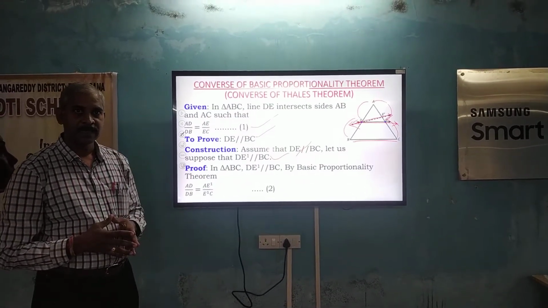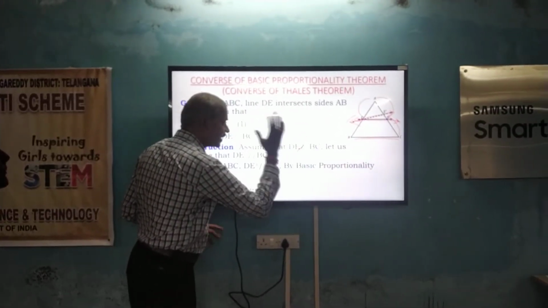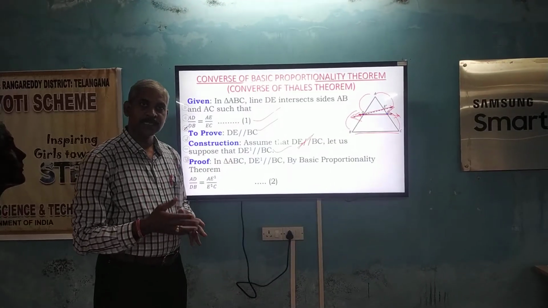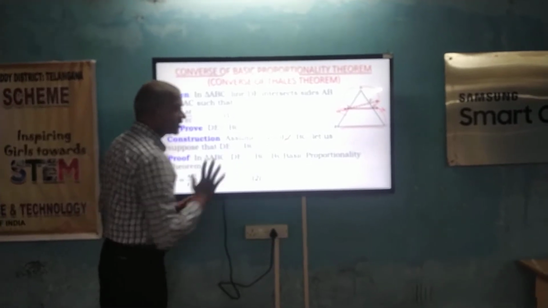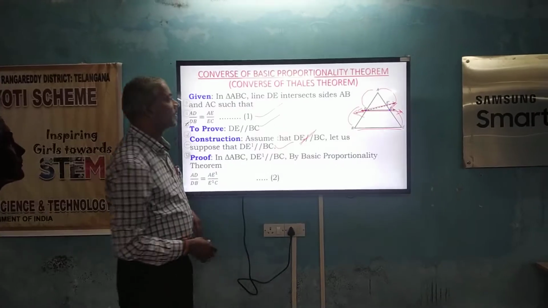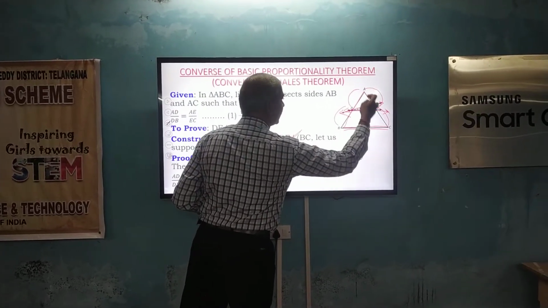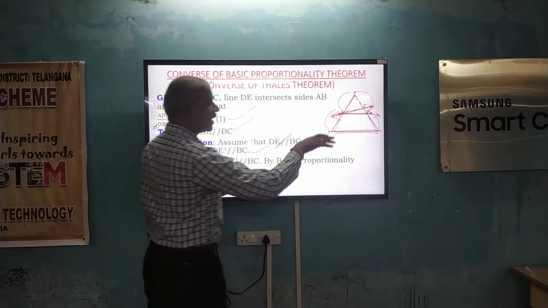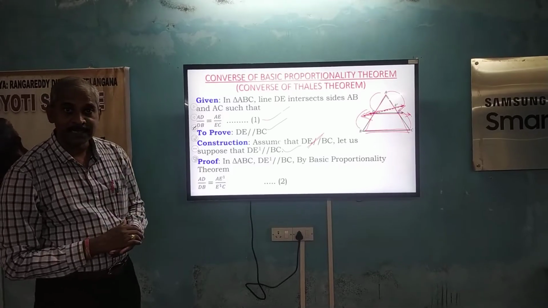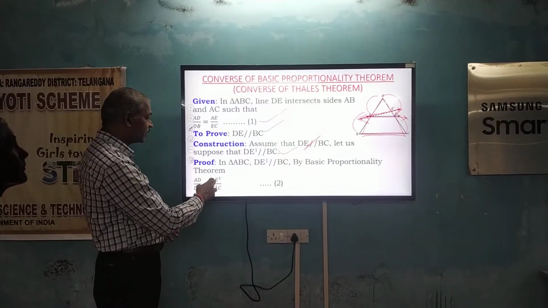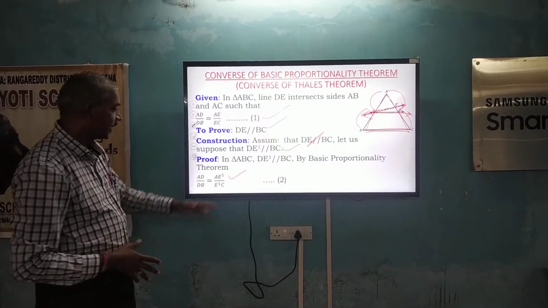Observe clearly. Here we assume that DE is not parallel to BC. That means there is a line DE dash which is parallel to BC. Now let us prove. In triangle ABC, this DE dash is parallel to BC. So by the basic proportional theorem, what will you get? AD by DB is equal to AE dash by E dash C. Let it be 1.